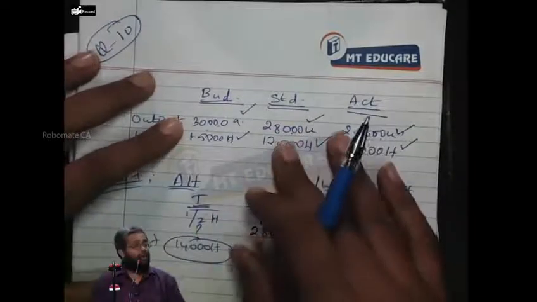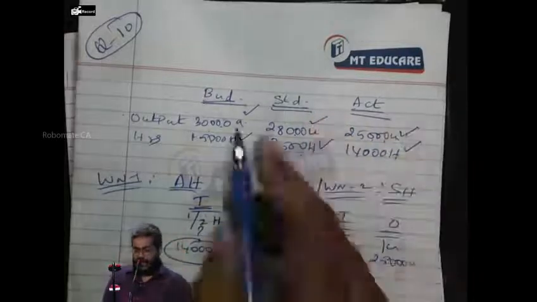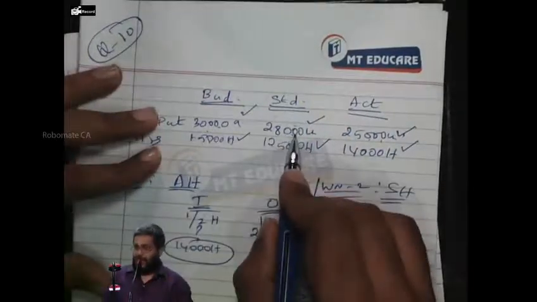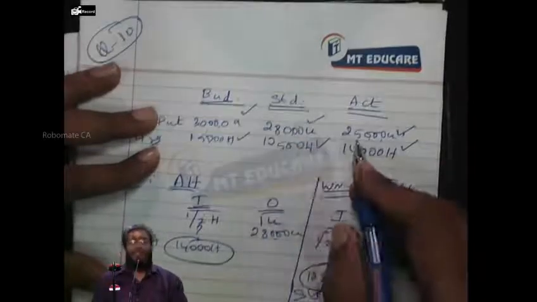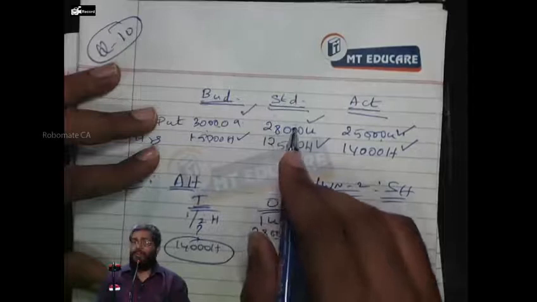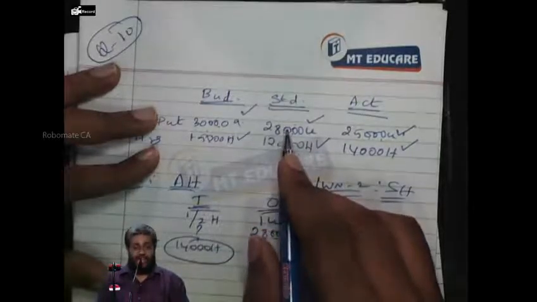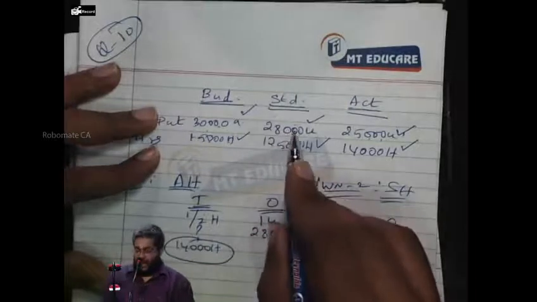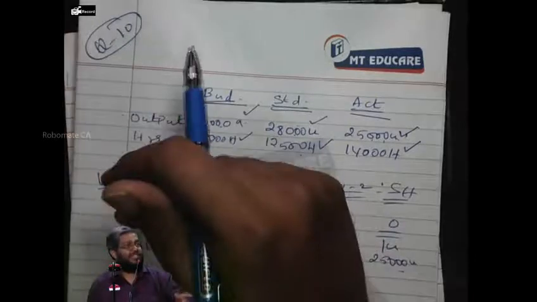There was a drop of how many units? 5,000. Why has the 5,000 dropped? Due to capacity, I dropped 2,000 units, and due to inefficiency, 3,000. So these 2,000 units into 9 rupees gives you how much? 18,000 rupees adverse. This is the capacity variance. And these 3,000 into 9 gives you 27,000 adverse. This is the efficiency variance.